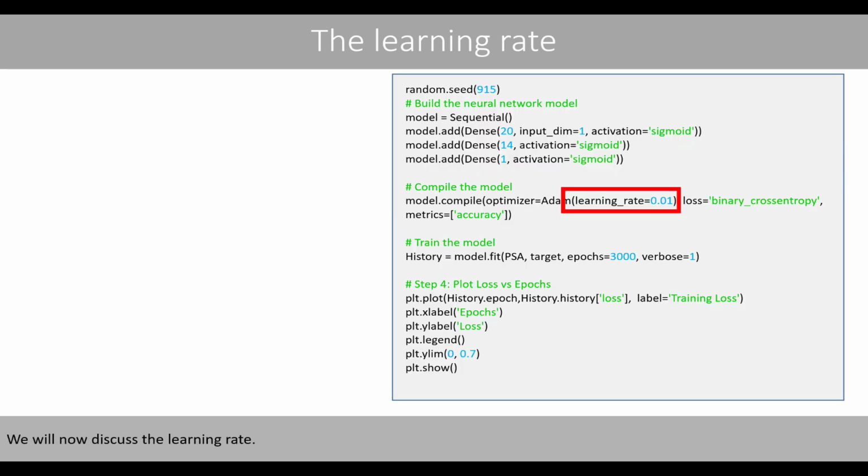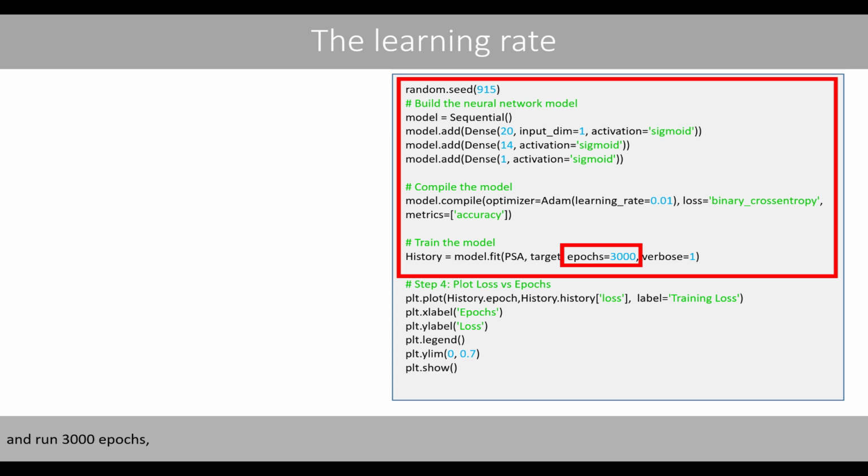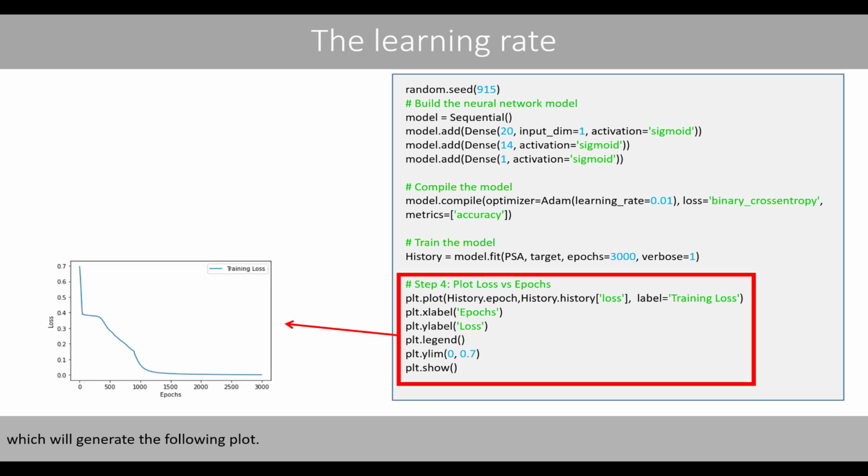We will now discuss the learning rate. To illustrate how this works, we set the random seed to 915, around 3000 epochs, which will generate the following plot.